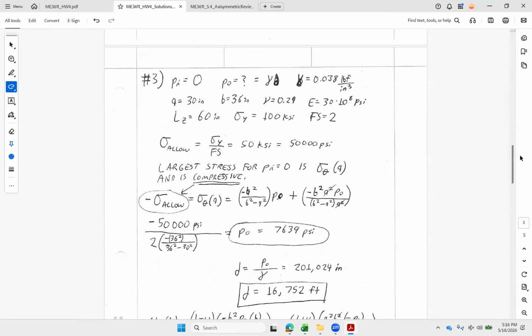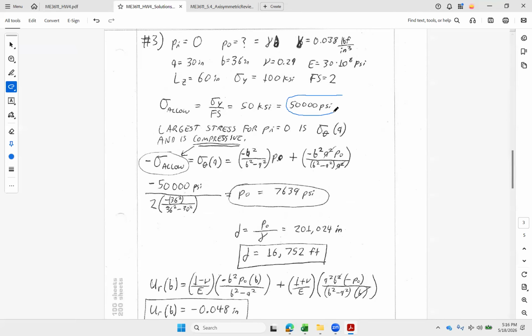So let's see how that one works out. 50,000, there's my limit on the stress, all right? We know that the largest stress in all the cases we've looked at is sigma hoop or theta theta stress at the inner radius, all right? And it is going to be compressive because we're pushing in on it from the outside. So with P outer, everything turns with a minus sign. So we're going to put minus 50,000 for our allowable stress. And then we know we're looking at the inner radius, so we put in A for R in that second term. First term's a constant. And then we just solve for the P outer. P outer comes out 7,600 PSI.